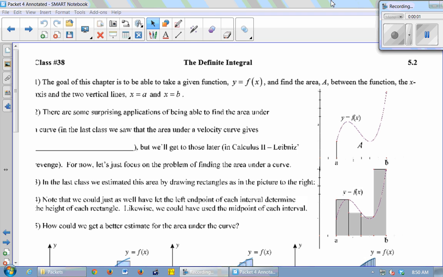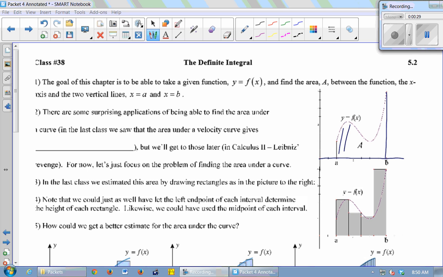All right, so the goal of this chapter is to be able to take a given function, has some formula, and find the area between that function, the x-axis, and two vertical lines, x equals a to x equals b. So here is a picture of some random function, and I want to find the area. Here, this is the x-axis. Between my curve, the x-axis, and two vertical lines. So this area is the goal. I want to be able to find the area under a curve.